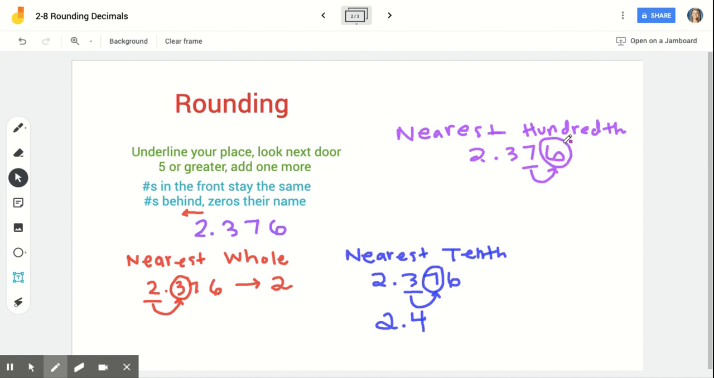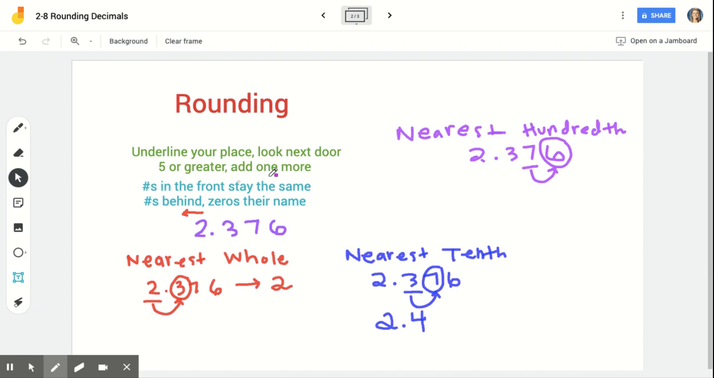So go ahead and circle it. Is 6 5 or greater? Yes. And since it's greater, we're going to add 1 more. What are we adding 1 more to? Well, we're adding 1 more to the digit that's in the hundredths place value. So we're mostly concerned with this digit here, the 7. So we're going to increase it from 7 hundredths to 8 hundredths.